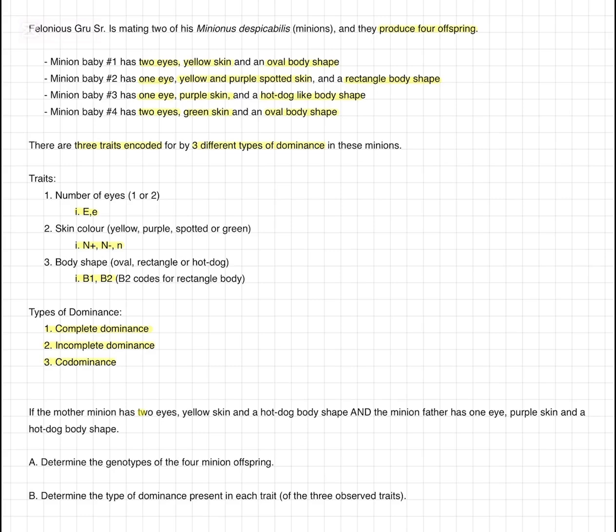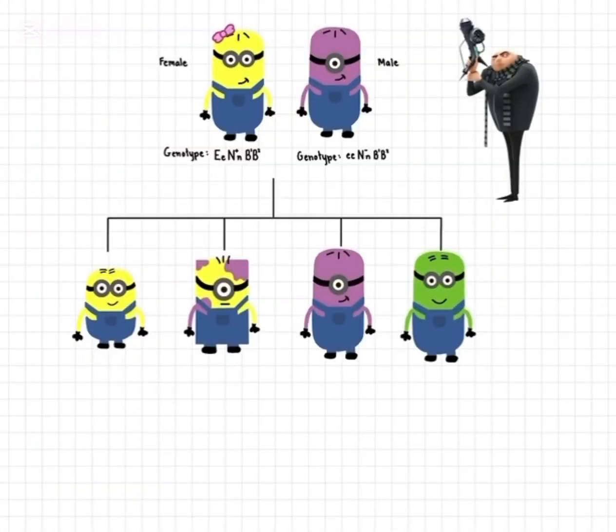If the mother minion has 2 eyes, yellow skin, and a hot dog body shape, and the minion father has 1 eye, purple skin, and a hot dog body shape, A. Determine the genotypes of the 4 minion offspring, and B. Determine the types of dominance present in each trait of the 3 observed traits. The traits given are number of eyes, body color, and body shape.